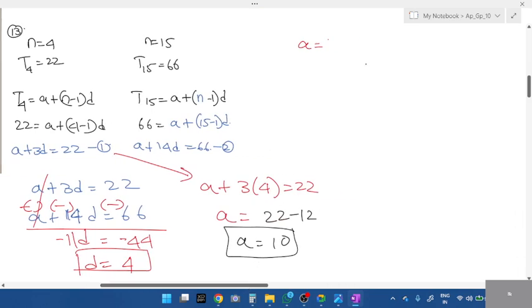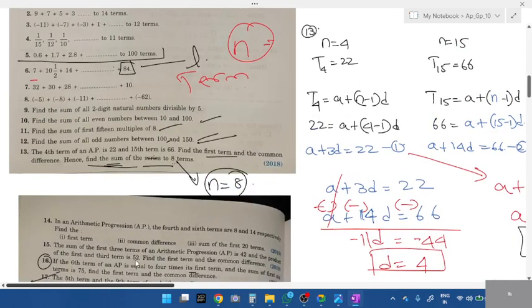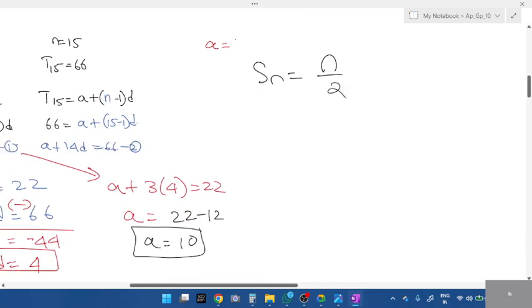Sum. What is the sum formula? Now, yes. Which formula do I need to use? N value is given. Is any last value given here? Any last value given? No. So n into 2a plus. Very good.